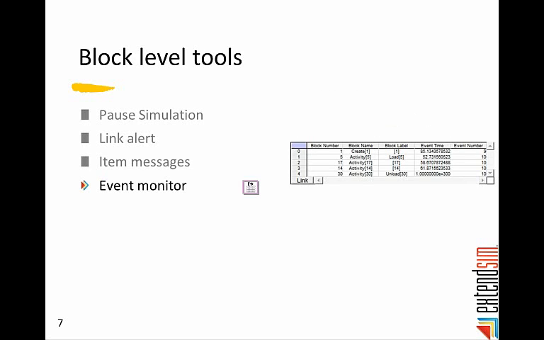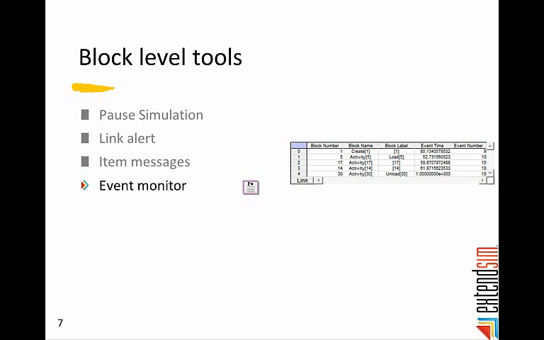Now, the event monitor allows you to see what's going on in the event calendar. So this is a table of the events in the event calendar, and the block name, the label of the block. So you see in some cases the blocks don't have a label, in some cases they do, and the event time and the event number. And the event number is a little harder to decode here, but the event time is quite useful, and the block that's actually getting the event is quite useful, so that you can actually track which block has the next event time in terms of all the blocks in the model.